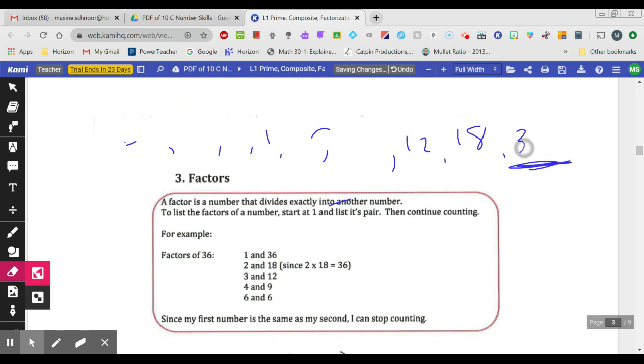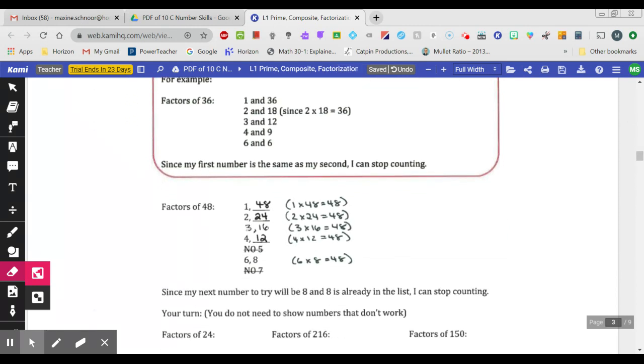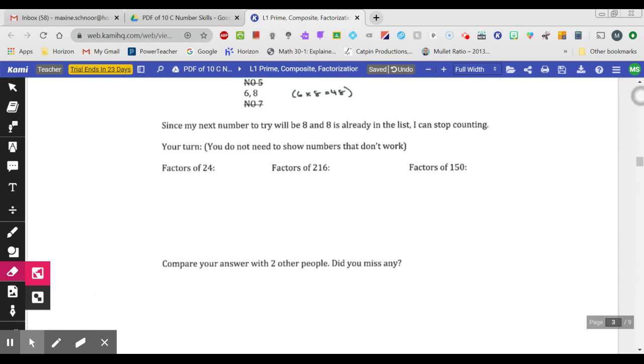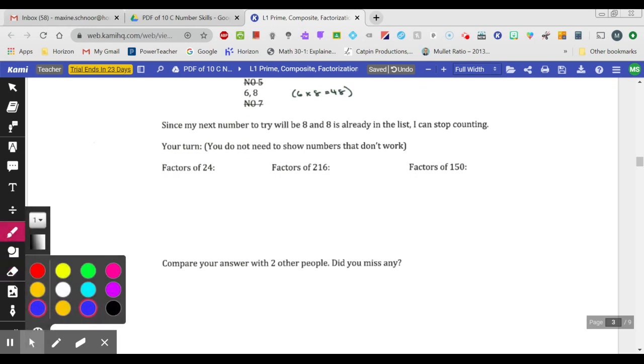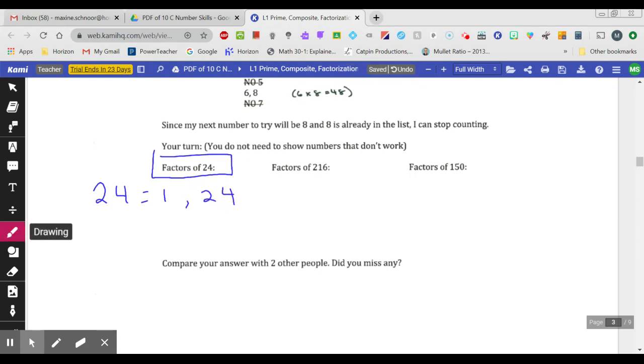So what I propose with this is that we're just going to count. So the 1 divides into everything. So 1 will always be our first factor. So I'm just going to jump down to this right here, number 24. So list the factors of 24. So that is our question. Okay, so what I do with mine is I always start with the number 1. And I go 1 times 24 is 24. So 1 and 24 are both factors of 24.